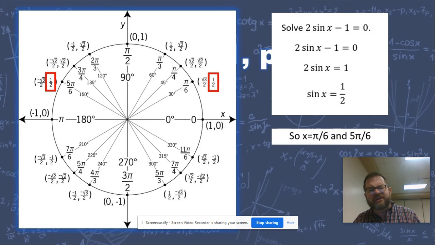What if you had done this with your calculator? Well, calculators aren't going to give you two answers. They're only going to give you one answer. So we would have had a little bit of a challenge there. For today, let's focus on ones we can do using the unit circle.